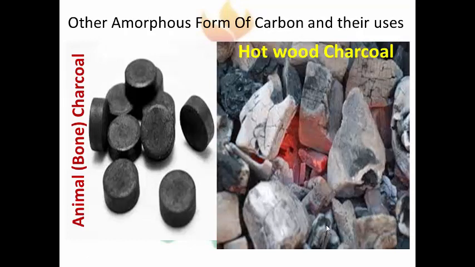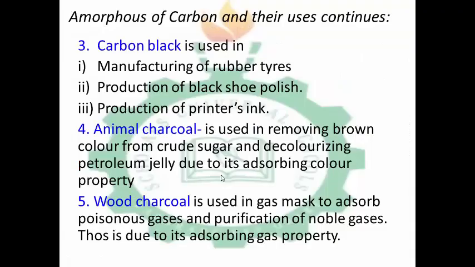So let us take a look at other amorphous forms of carbon. Look at this amorphous. We have the animal charcoal here. The animal charcoal is got by burning animal bones. Then probably after burning, you can compress the charcoal to be like this. Then we have the hot wood charcoal here. Can you see how it glows? So you have them. These are other forms of amorphous carbon.